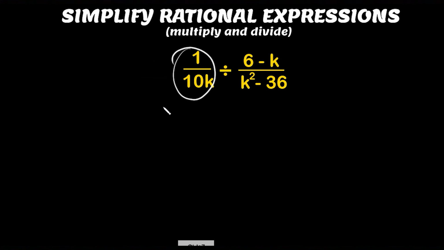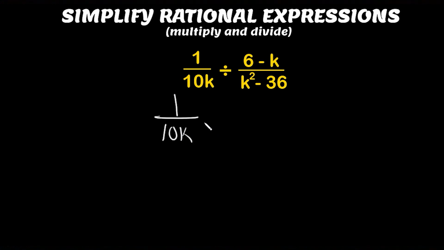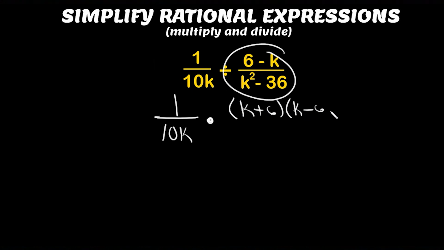Okay, so starting on the left-hand side, I have 1 over 10k. I can't do anything there. So I'm going to write 1 over 10k. And you can actually do this all in one go if you really wanted to. I know that I have to change this to multiplication, so that's what I'm going to do. And I have to flip this. So again, we're going to flip it, and we're also going to try to factor. So looking at that denominator, I can go ahead and factor that as k plus 6 and k minus 6. That's a difference of two squares, right? So I can write that as k plus 6 and then k minus 6. Okay, and again, we're flipping it. That's why it's going on the numerator now, right? All over 6 minus k.